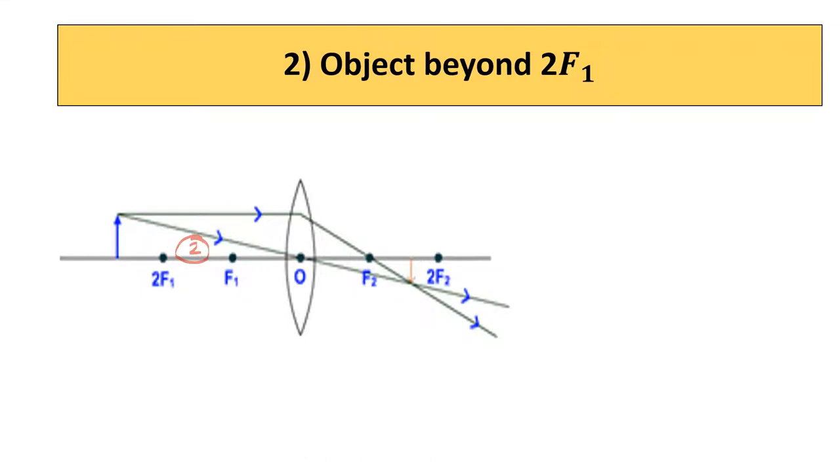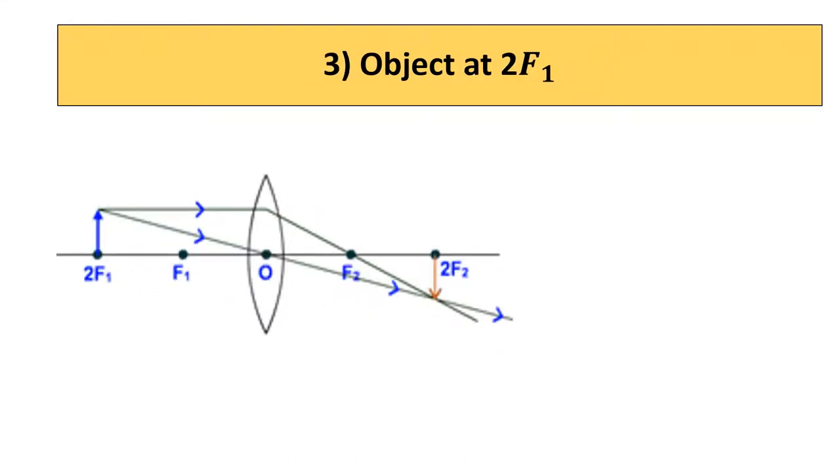The incident ray 2 is passing through the optical center. Therefore, it goes straight. That ray is undeviated. And these two rays are meeting at this point where you will get the image. You are getting the image here between F2 and 2F2. The image is real, inverted and diminished. The image is between F2 and 2F2 on the other side of the lens.